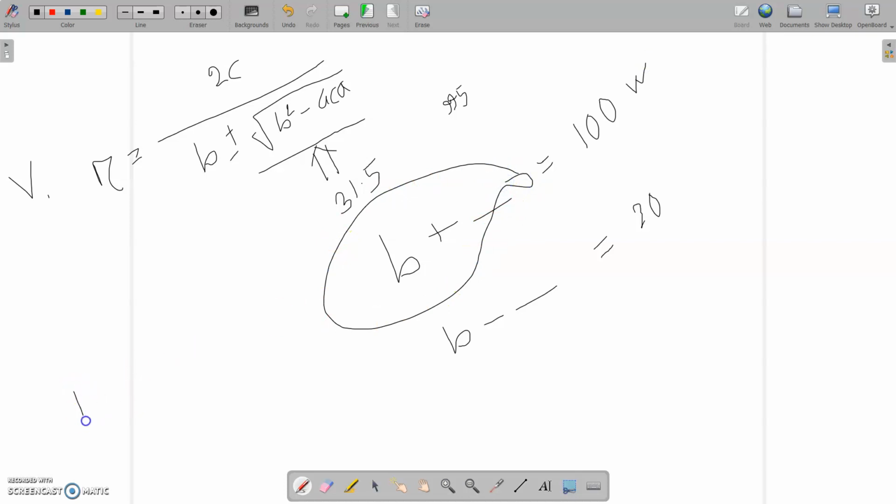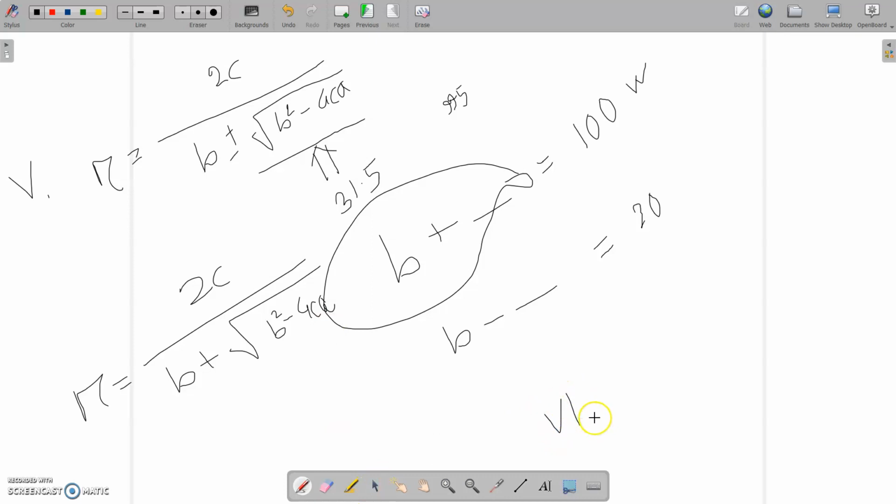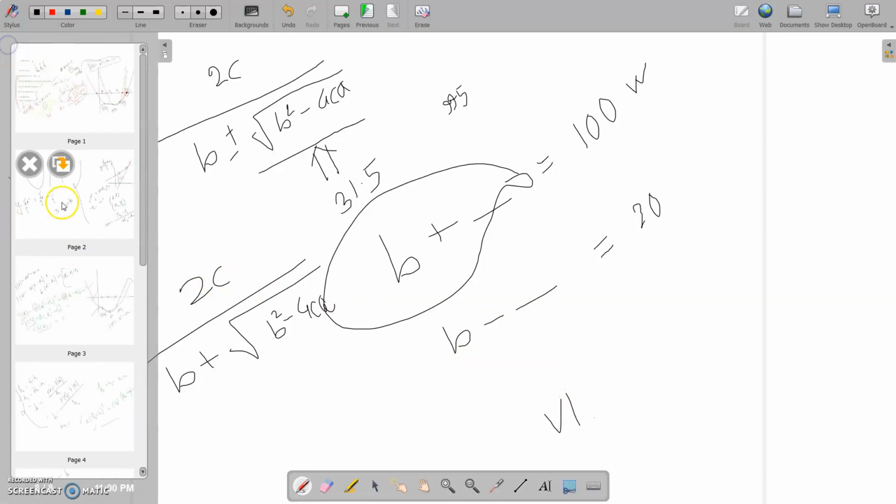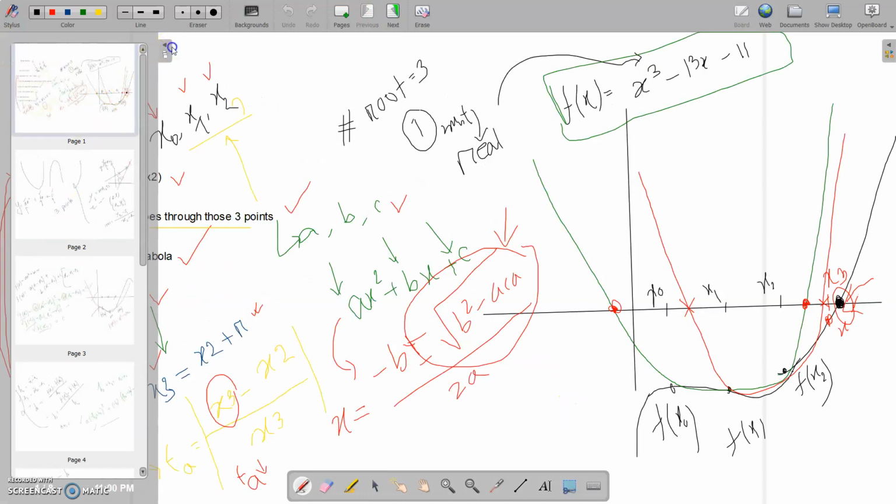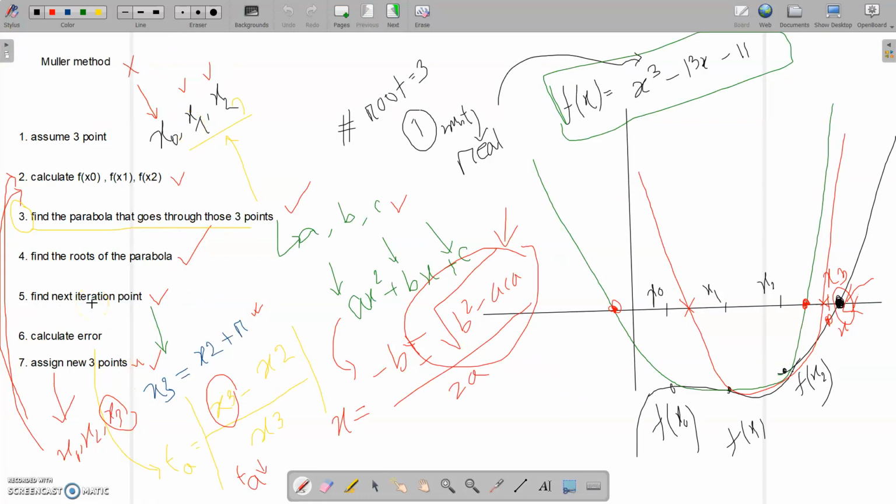The plus value. So my r becomes 2c divided by b plus root over b square minus 4ac. This is the root that I am going to use. This is closer to the x-axis. So this is the fifth step. What is the sixth step? The sixth step is I have to find the new point. You can pause the video and check. If you forget, write these things down in your notebook. It will be much easier to follow.